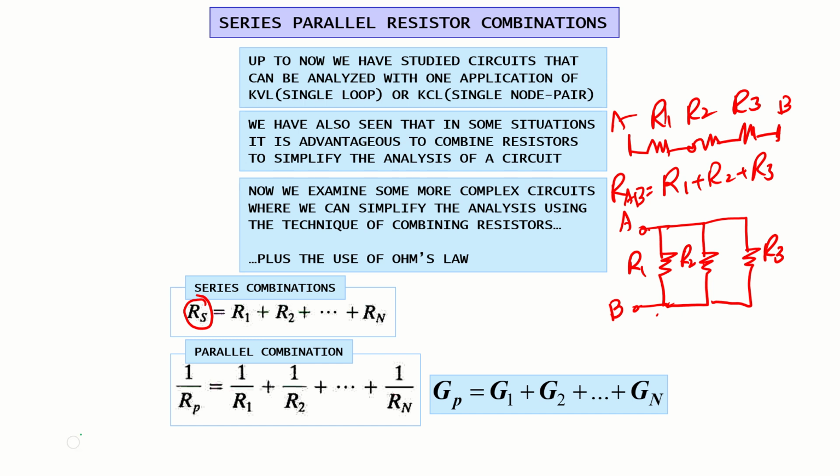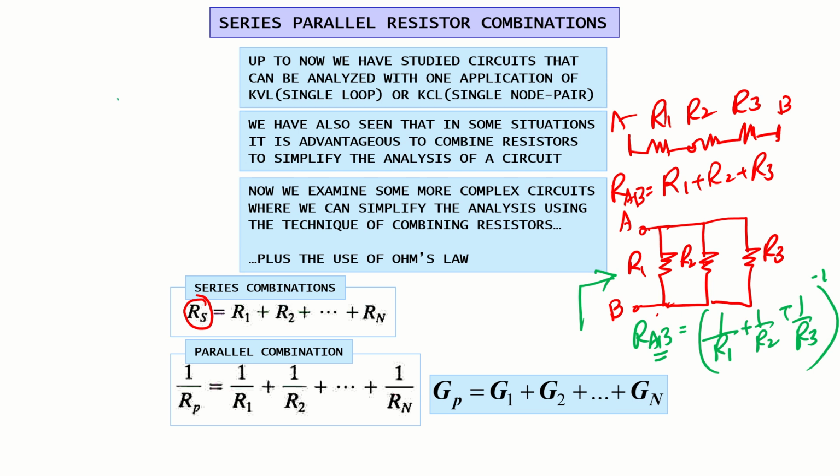For the parallel case, if you want to get the net resistance, for example RAB, we can calculate 1 over R1 plus 1 over R2 plus 1 over R3, and we take the inverse of this. That will be the equivalent resistance.